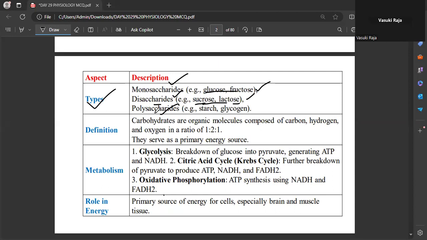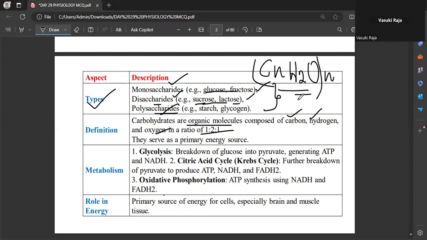When we hydrolyze a polysaccharide, we can produce many monosaccharides. This is the types of carbohydrates. And how can we define carbohydrates? Carbohydrates are organic molecules composed of carbon, hydrogen, and oxygen in the ratio of 1:2:1, which means CnH2nOn. This is the formula of carbohydrates. Carbon is in the ratio of 1, hydrogen 2, and oxygen 1. And carbohydrates act as the primary energy source.